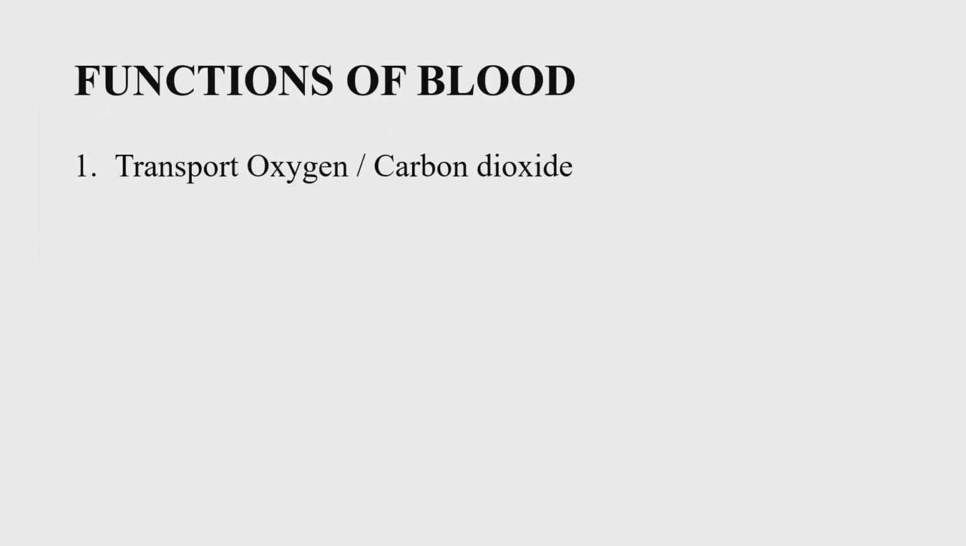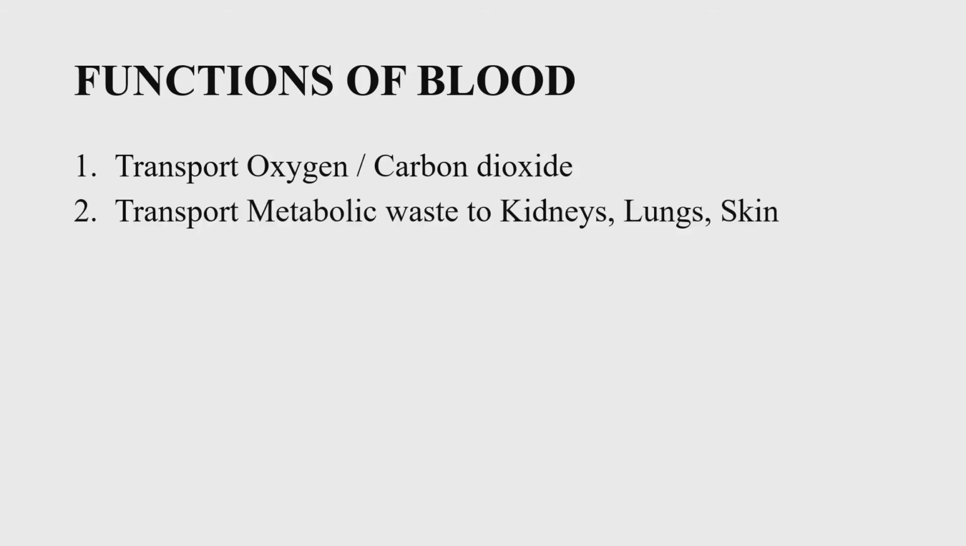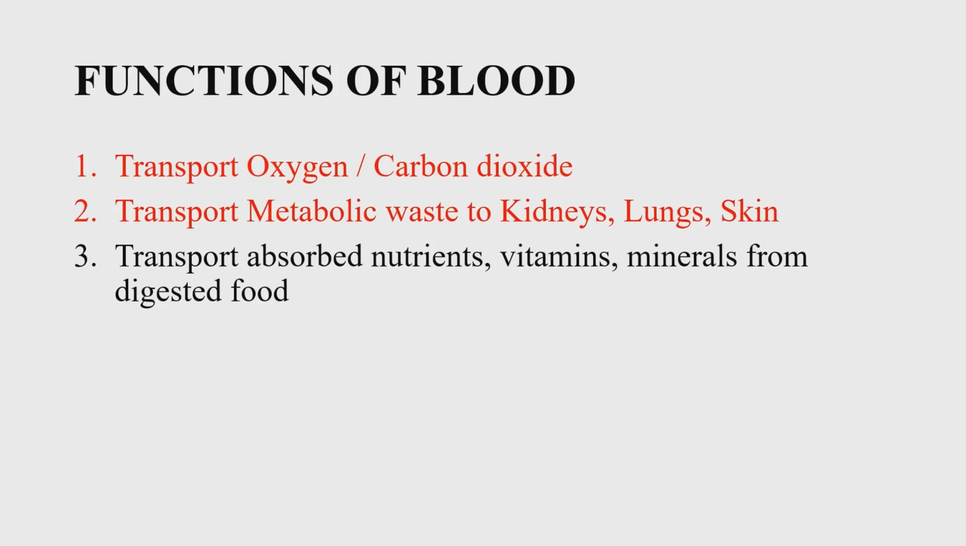Let us see the functions of blood. Important is it transports oxygen and carbon dioxide. It also transports metabolic waste to the excretory organs such as kidney, lungs, skin, etc. It absorbs the nutrients and transports its vitamins, minerals from the digested food from the gastrointestinal tract to all the parts of the body.